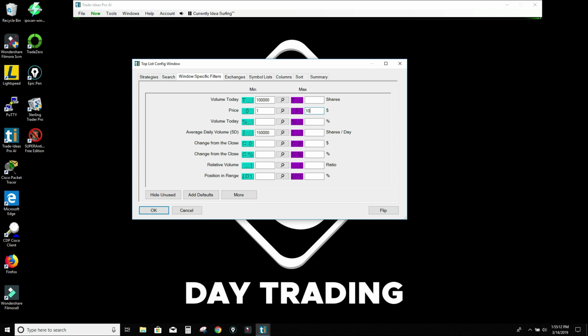And I like to trade with a certain amount of money, so I like to do it between 1 and 10. You can change this to whatever you want. You can change that to 15 or 20 or 100 if you want to. But what I found works best is a maximum of 10.